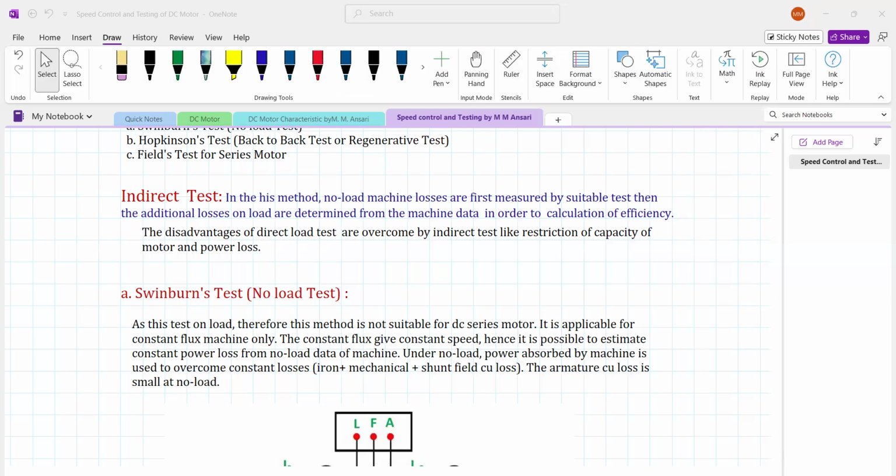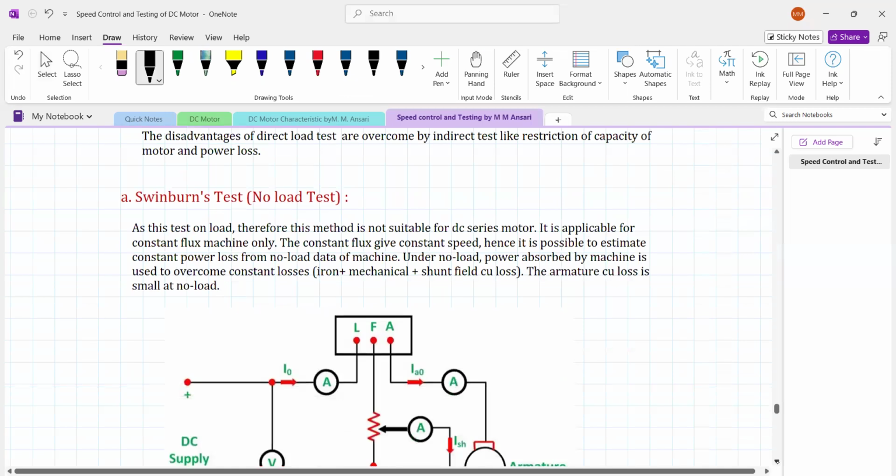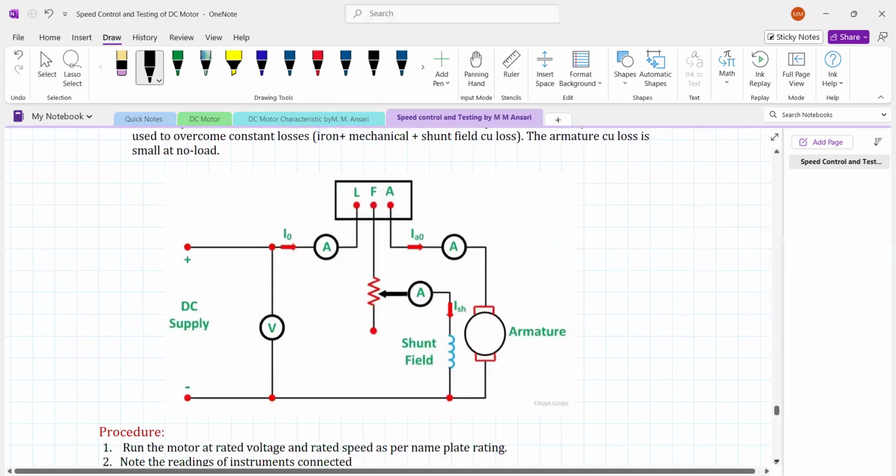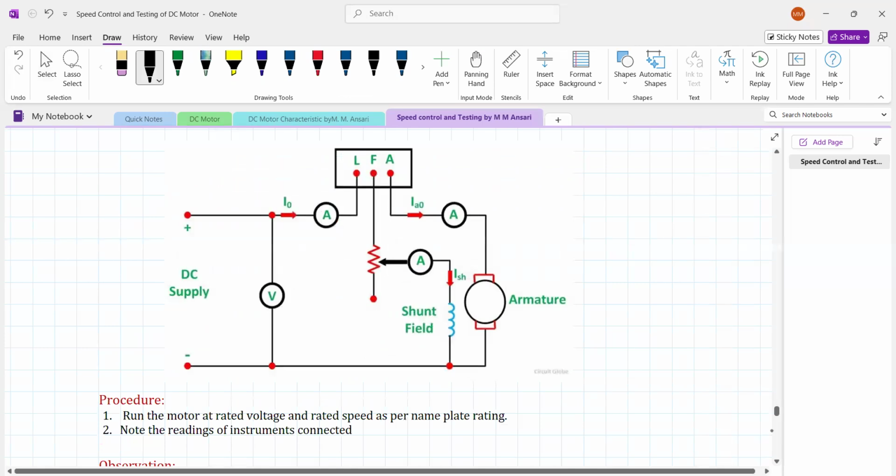See in this diagram, this is a simple DC shunt motor, where the instruments are connected. The applied voltage is measured with the help of a voltmeter, whereas the current drawn by the motor is measured by the ammeter, whose value is I0. The suffix 0 stands for the no load condition, whereas the shunt field current remains constant whether the machine is loaded or under no load condition.